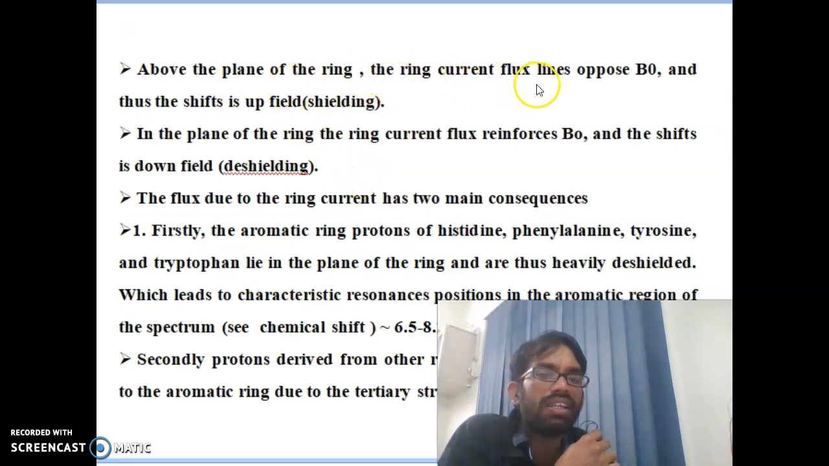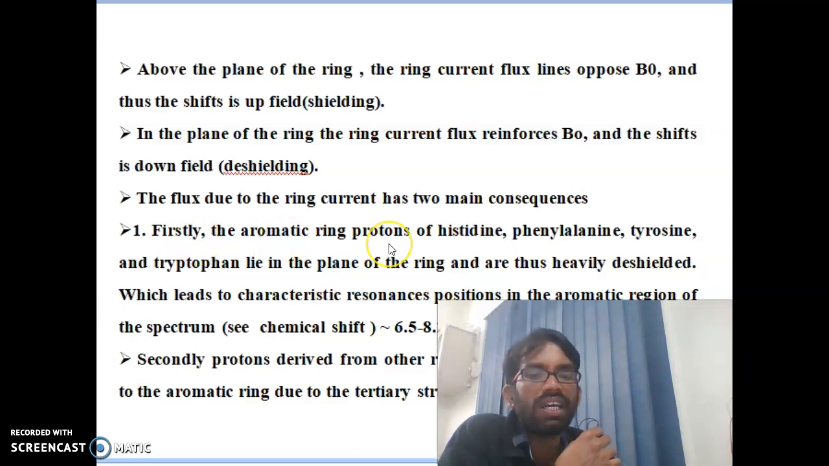You can see here above the plane of the ring, the ring current flux lines oppose B0, and thus the shift is upfield, which is shielding. In the plane of the ring, the ring current flux reinforces B0, and the shift is downfield, that is de-shielding. The flux due to the ring current has two main consequences.